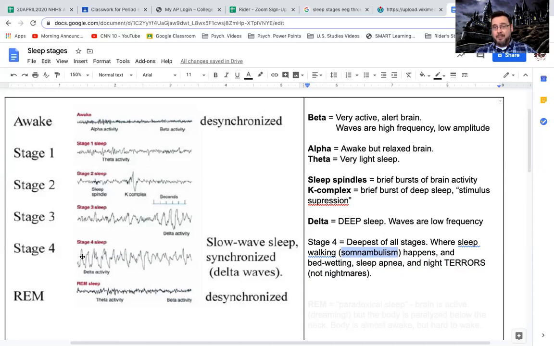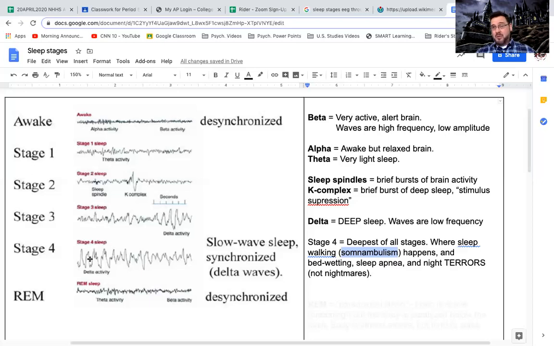Maybe sleepwalking happens most when we're stressed out. By the way, it doesn't happen that much with adults. It happens most with children, and they tend to grow out of it. But the body is supposed to be very relaxed in stage 4. We don't usually do a lot of tossing and turning in stage 4 because the body's so relaxed.